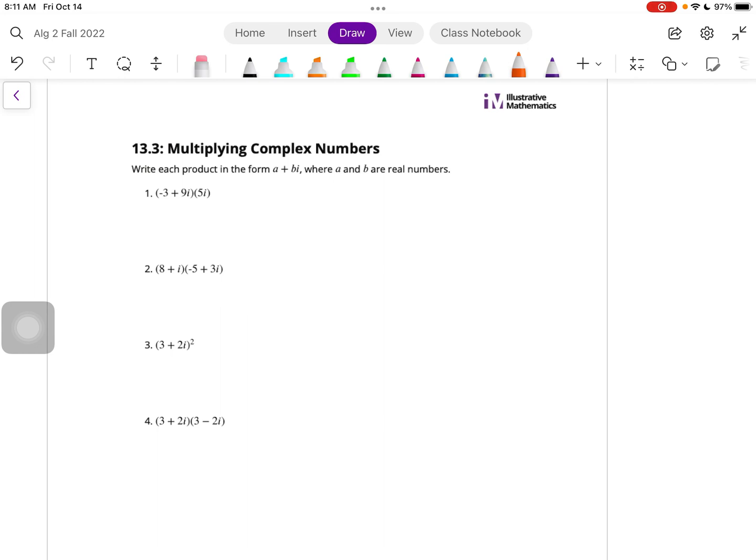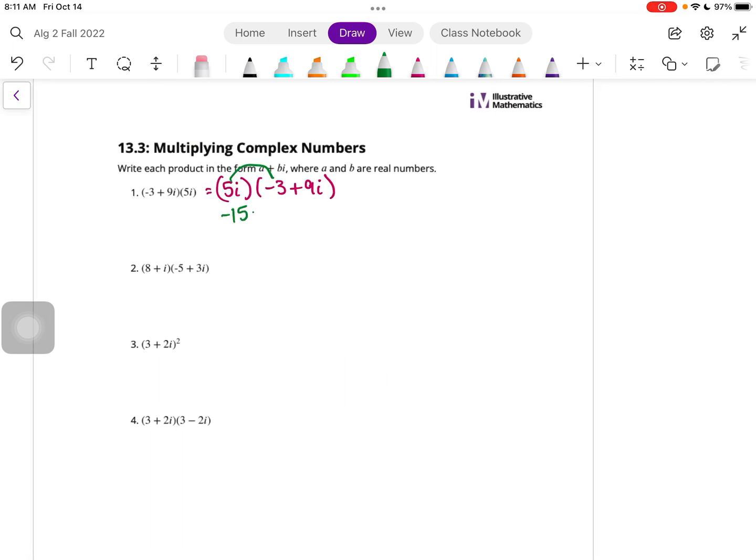Okay, so when we multiply these out, kind of like when we added and subtracted, we are treating i like a variable, even though it's not a variable, as we do the multiplication. So just like normal multiplication with variables, we're gonna distribute, and some of you might wanna write this as 5i times -3 plus 9i, just because you might be used to the monomial being in the front. That's totally fine. You can do it either way. It doesn't matter. But we're going to distribute the 5i to the -3, so we get -15i, and then distribute it to the 9i, so we get positive 45i squared.